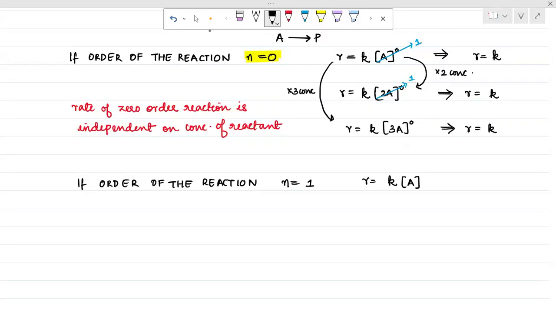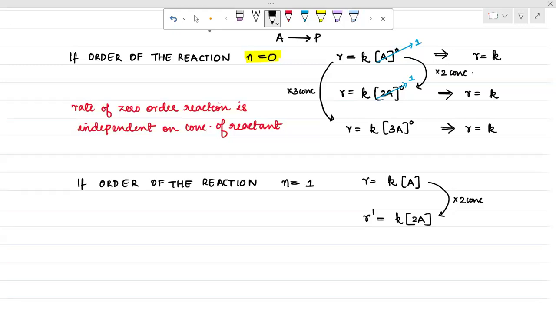Now let's say that I'm doubling the concentration of the reactant. What happens? It becomes the rate of the reaction. Now the expression, the new rate after doubling, is K times 2A, because now I have doubled the concentration.